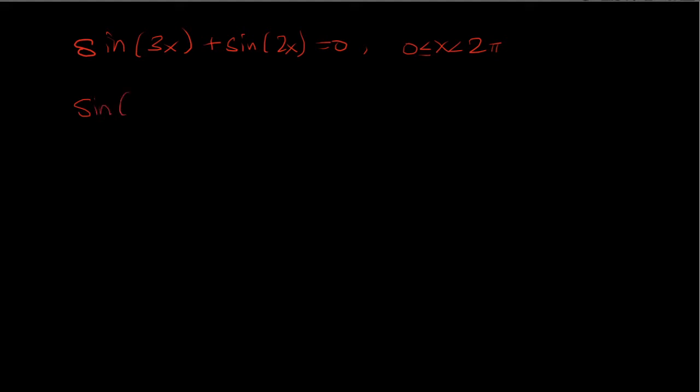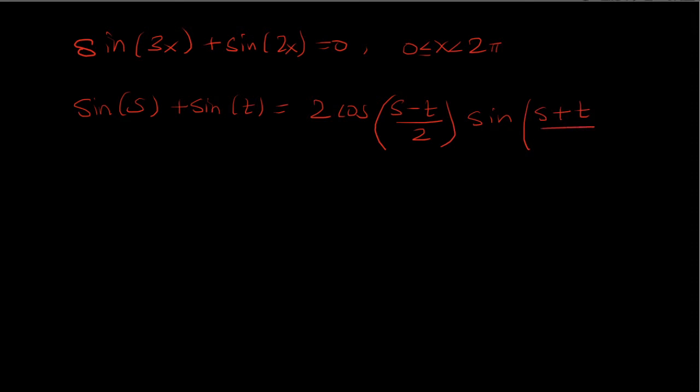Let's say I have sine of s plus sine of t. This is the same thing as 2 cosine of (s minus t) over 2 times sine of (s plus t) over 2. So I'm going to replace s with 3x and t with 2x.